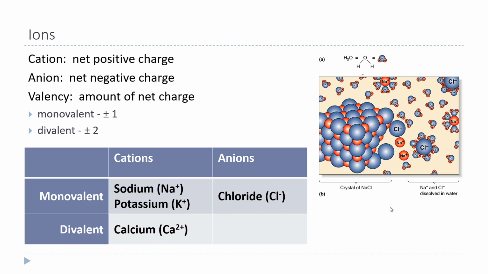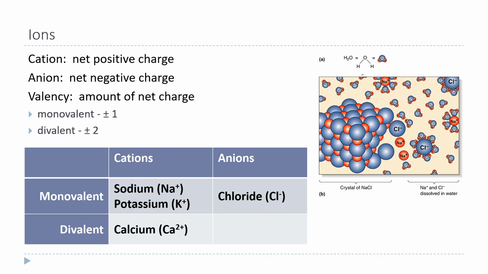And these are just some examples of ions. Of course, there are many, many ions that are possible, but these four are especially important for neurons. The two main monovalent cations are sodium and potassium. The main anion that we are concerned with for the membrane is chloride.